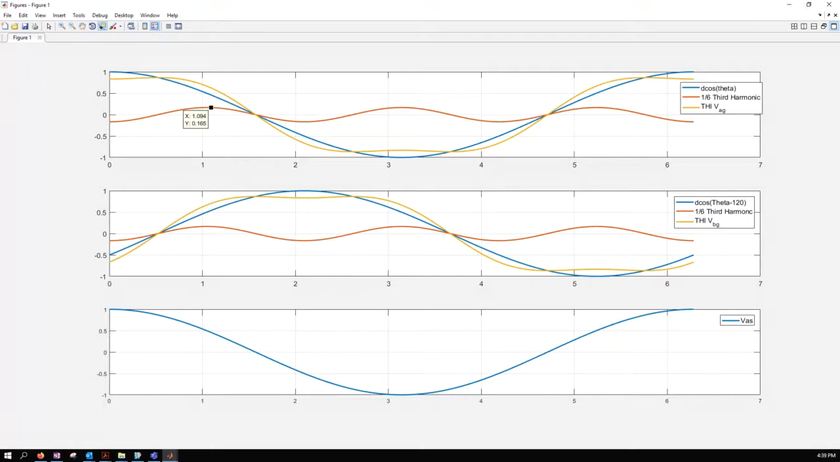And then this is true for phase B. So here you can see this is phase B. This is without third harmonic injection. This is the same third harmonic as before, right? And see what it's doing.